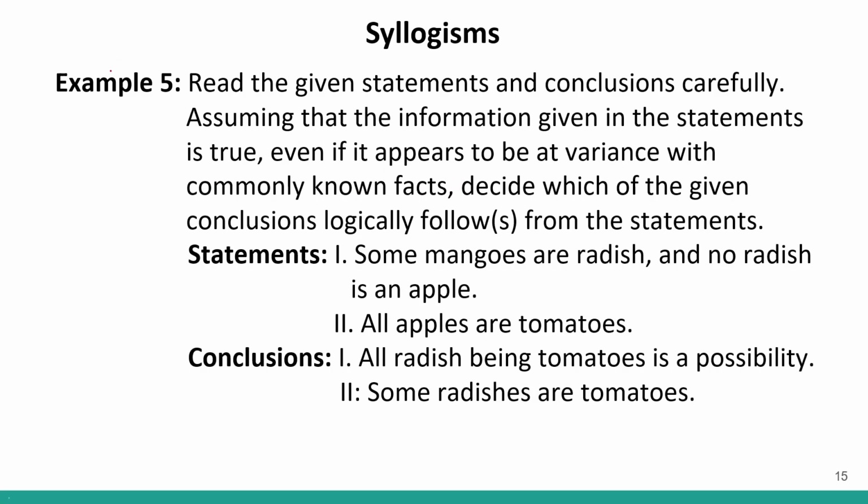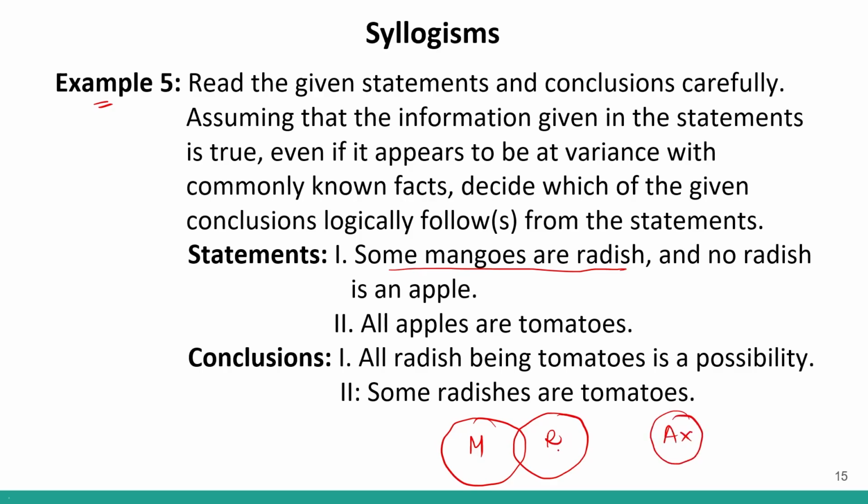Okay. Moving on to example number 5. Two statements are given to us and two conclusions are given to us. We have to decide which conclusions will follow. First statement is some mangoes are radish. That means if this is my mango, there will be some mango that will be radish. Correct? This portion. Some mangoes are radish. And no radish is apple. That means radish and apple will be separate entities. Radish and apple will not overlap. Correct?